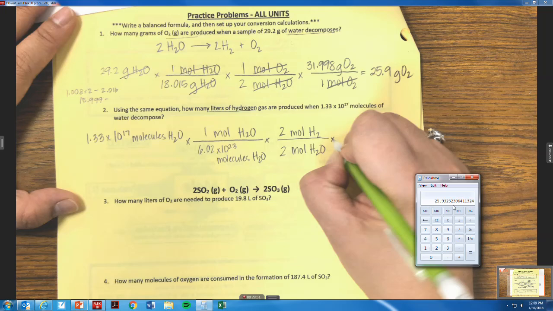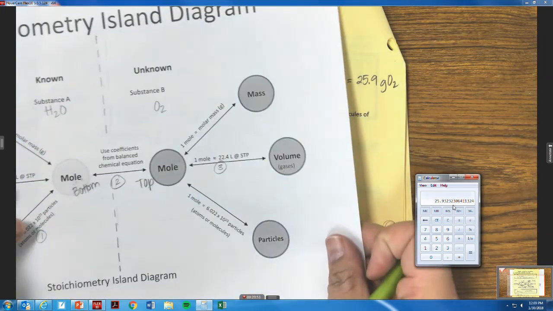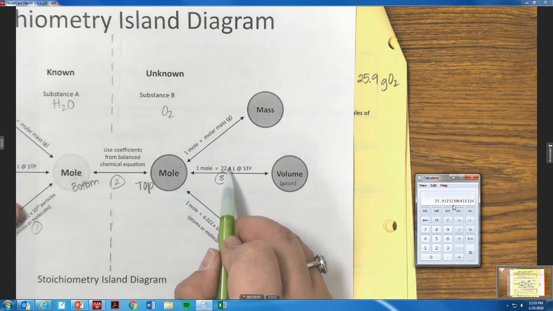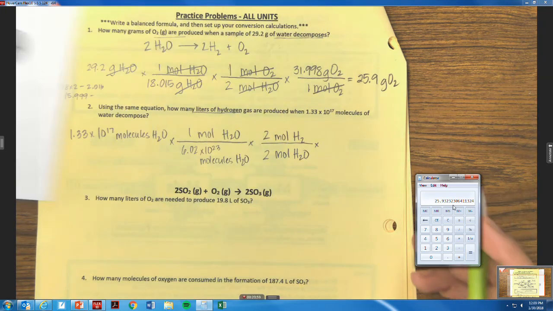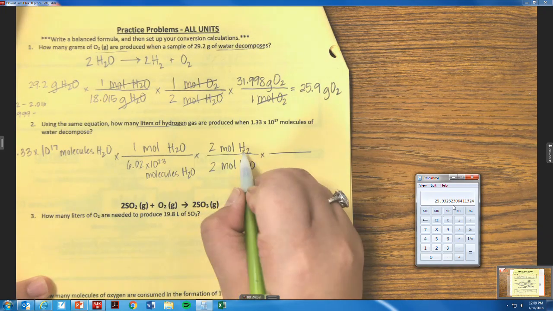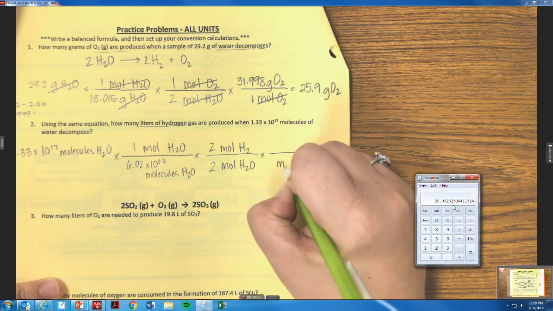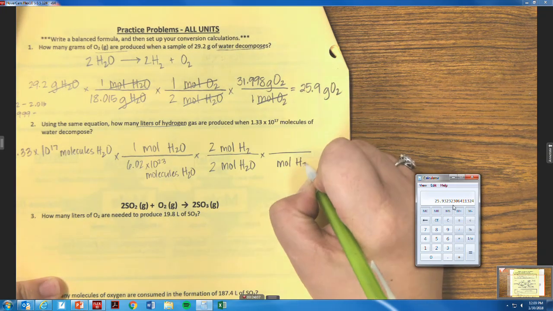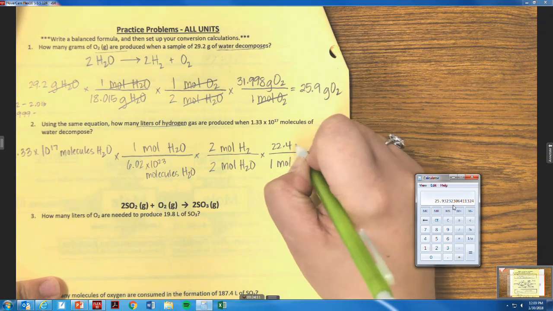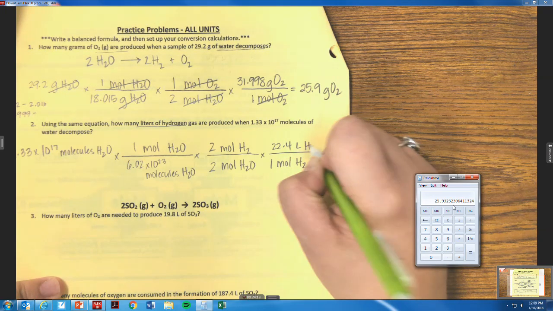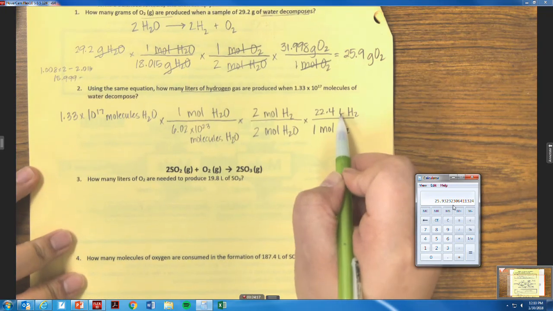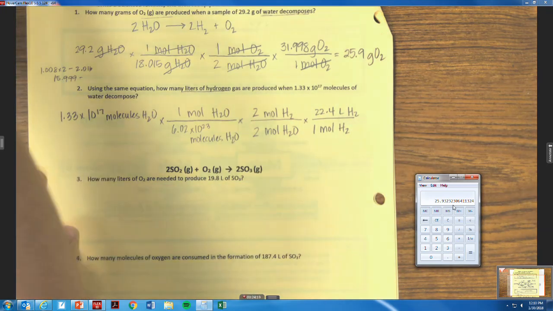Okay, and we're going to multiply that by our last conversion factor. Our third conversion factor is 1 mole equals 22.4 liters. If this is moles of hydrogen, then diagonal of that is also going to be moles of hydrogen. And then my 22.4 liters is going to go on top because that's what I'm looking for. I'm looking for liters of hydrogen.